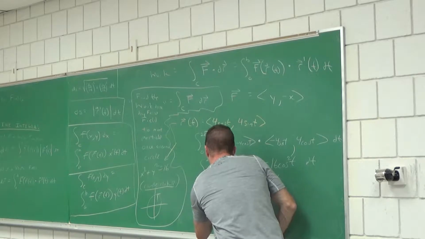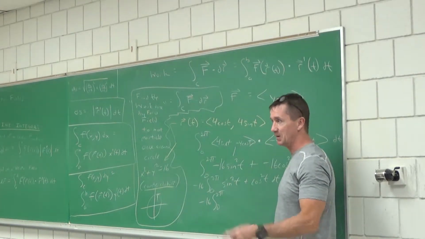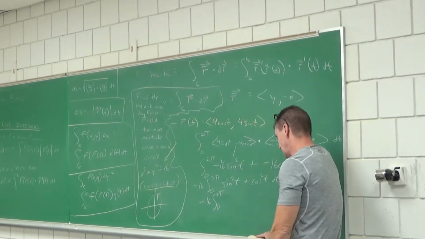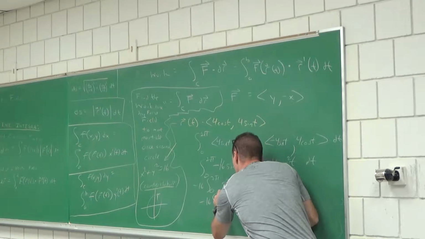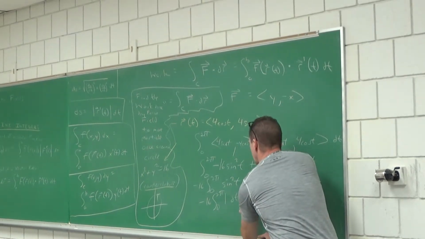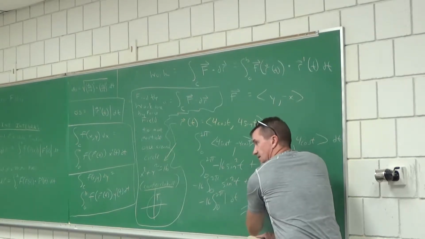Now I do want to point out that if this came out to be like sine squared minus cosine squared, yes, I would have been doing those power reducing identities. But this came out nice, that's a 1. 1 dt. What's that integral? Negative 32. That'll be just 2 pi times that, right? Pi, yeah.